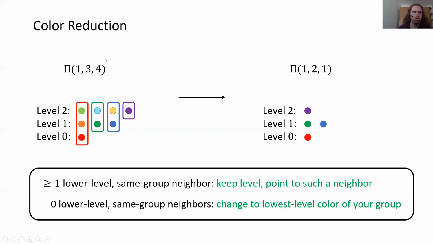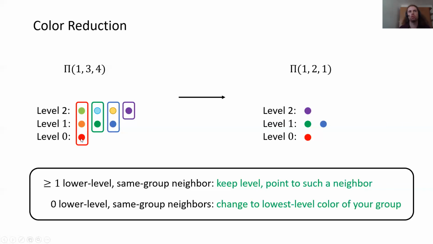And here's how we do that. If I'm a node that outputs a pointer in this problem, then I will just point to the very same node in this right-hand problem. If I'm a node that outputs a color in this problem, then in this one round of communication, I will collect the levels and the colors of all my neighbors. And then I will check: do I have a neighbor that is in my group and has a lower level than I do? If I have such a neighbor, then I will uncolor myself. I will become a pointer node, I will keep my level, and I will point to such a neighbor. If I don't have such a neighbor, I will just change to the lowest level color of my group.